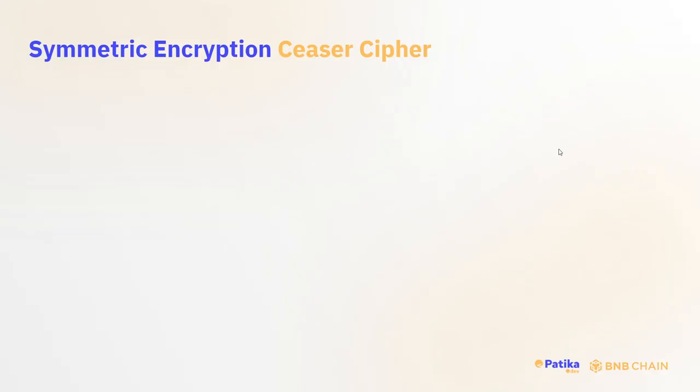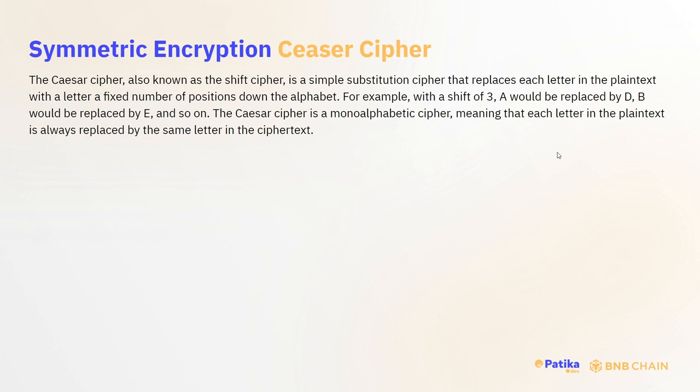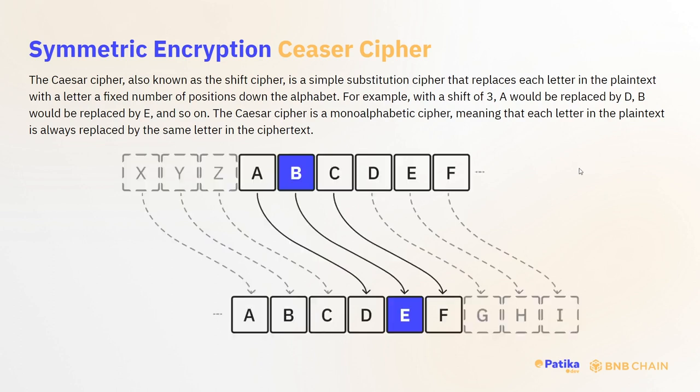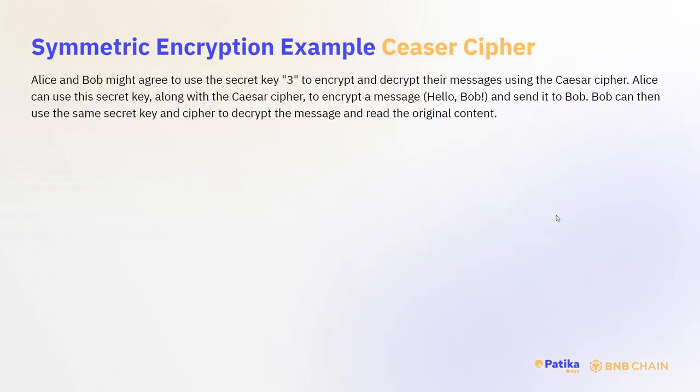Let us give an example through the Caesar cipher so that we can understand every process one by one. The Caesar cipher, also known as the shift cipher, is a simple substitution cipher that replaces each letter in the plaintext with a letter a fixed number of positions down the alphabet. So here for A we use D, for example, if the secret key is 3, for B we use E, and for C we use F.